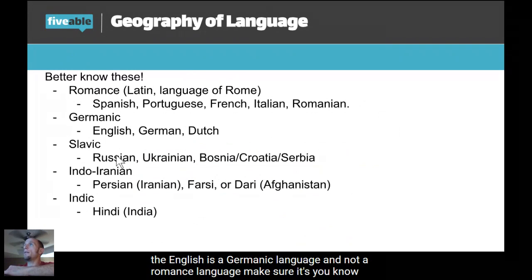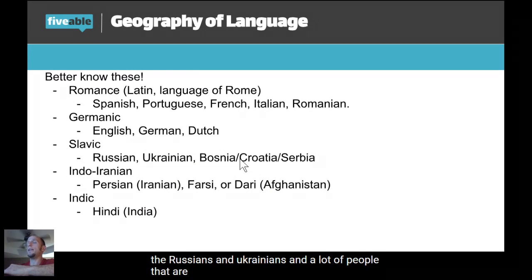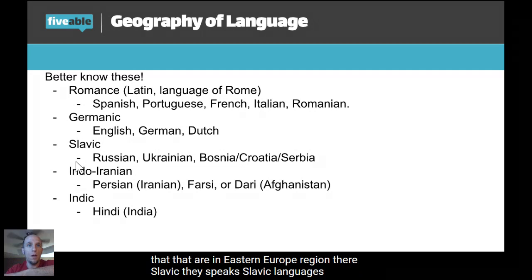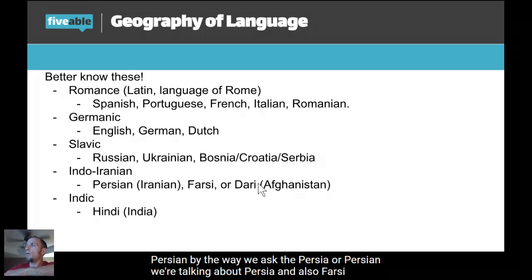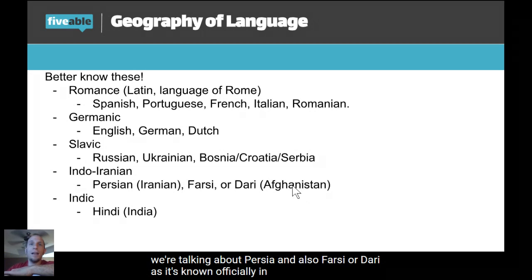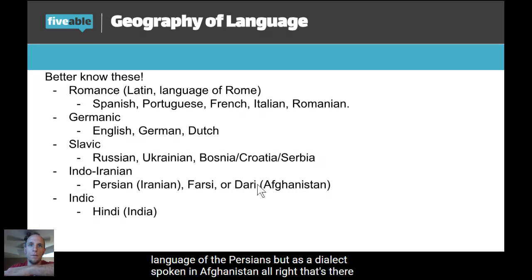Make sure that you know that the Russians and Ukrainians and a lot of people that are in the Eastern Europe region, they're Slavic. They speak Slavic languages. Indo-Iranian, when we talk about that, we're looking at Persian. By the way, when I say Persia or Persian, we're talking about Iranian. Today, Iran is what used to be called Persia. And also, Farsi, or Dari as it's known officially in Afghanistan, is the language of the Persians, but it's a dialect spoken in Afghanistan. All right, that's their official language.